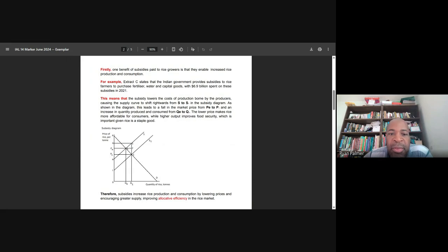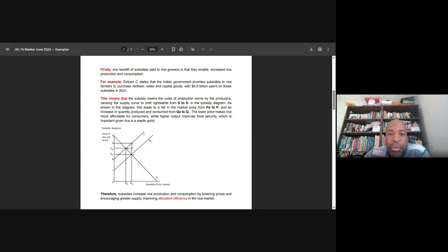As shown in the diagram, this leads to a fall in the market price from PE to P1, and an increase in quantity produced and consumed from QE to Q1. So the equilibrium market price will fall, and the equilibrium quantity will rise. So please note the box GEFPE is the benefit to the producer from the subsidy, and PEFCP1 is the benefit to the consumer from the subsidy.